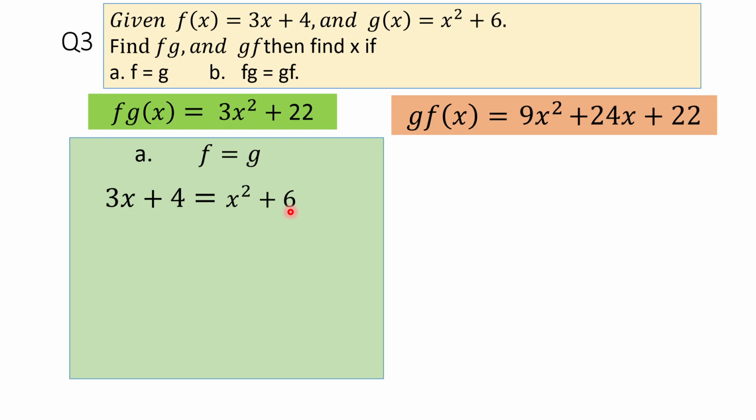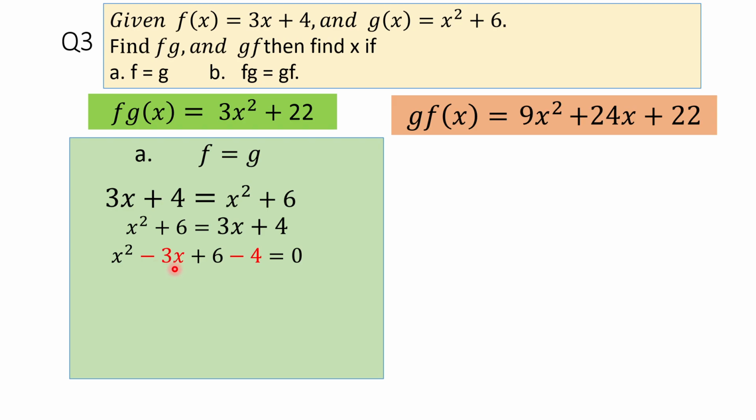If you notice, it is a quadratic equation because you have the x squared. So rearrange. I'm going to flip this equation. Therefore, it becomes x squared plus 6 equals 3x plus 4. Bring positive 3x to the other side.